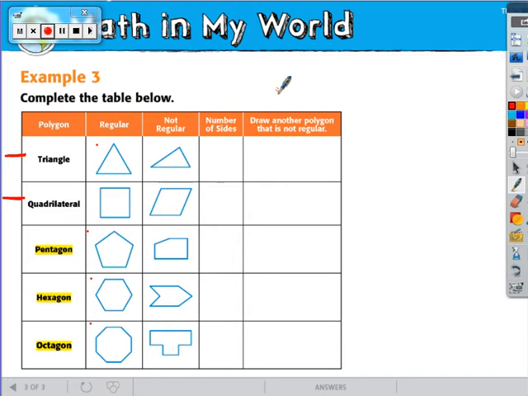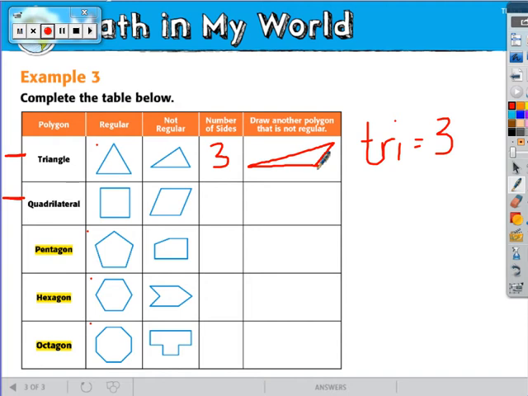So let's start with the triangle. So the number of sides for the triangle? 3. So the prefix tri means what? 3. Now it wants us to draw another triangle that is not regular. So anything where the sides are not equal is a not regular triangle. Okay? I know it looks like I just kind of drew one that's flipped over, but that's all right.